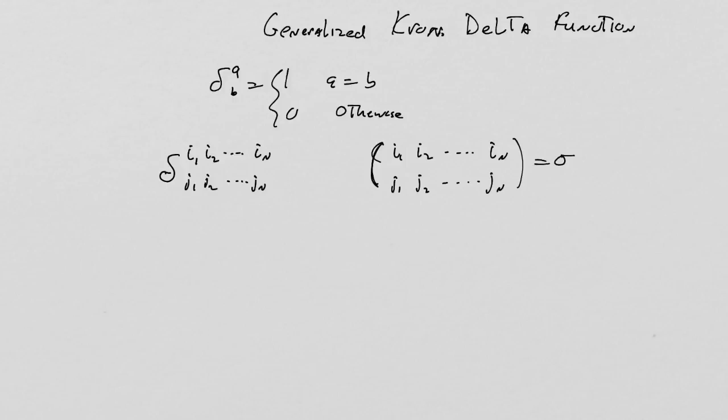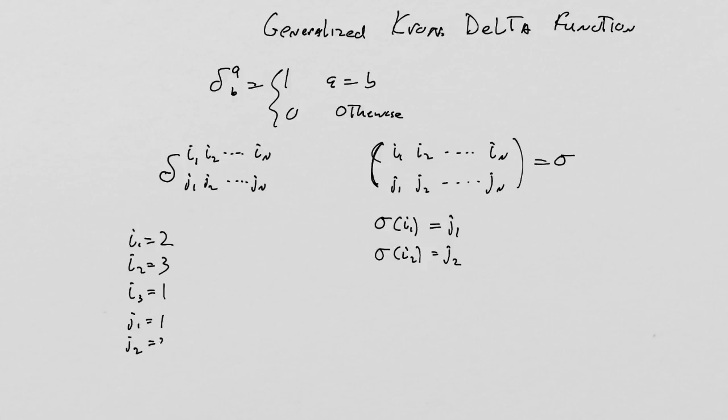And you could call that permutation, if you want, sigma. So in this case, to understand exactly what's going on, sigma of I1 equals J1. Sigma of I2 equals J2. So if I put in a string of numbers, for example, say I decided that I1 equals 2, I2 equals 3, and I3 equals 1. And then say I said J1 equals 1, J2 equals 3, and J3 equals 2. Then the permutation I might want to consider is 2, 3, 1 to 1, 3, 2, like that. And I might call that sigma.